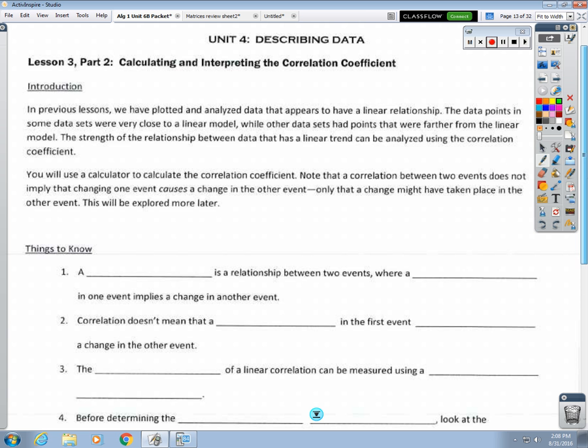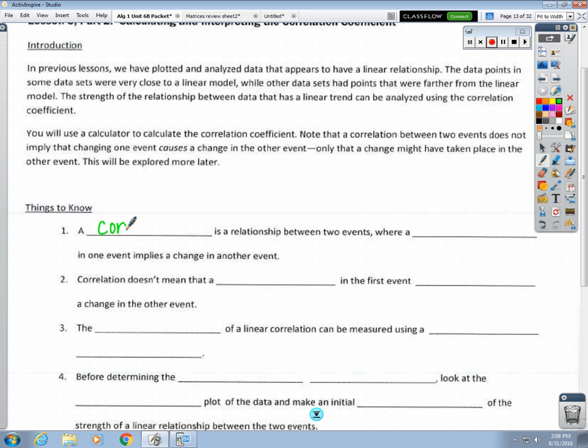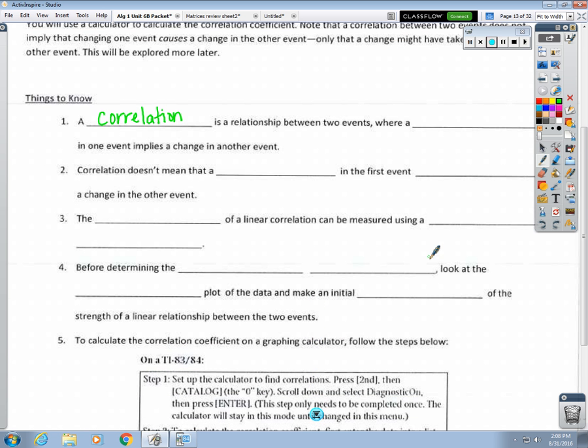Okay, so the first thing you need to know is a correlation is a relationship between two events where a change in one event implies a change in another event. Okay, kind of like yesterday we were discussing that example about the guy's website, and as the days increased, the number of visitors visiting his website also increased. Okay, we also talked about the example with the sandwich shop and how as hours increased, the sandwiches decreased. Okay, a correlation is a relationship where a change in one event implies a change in another.